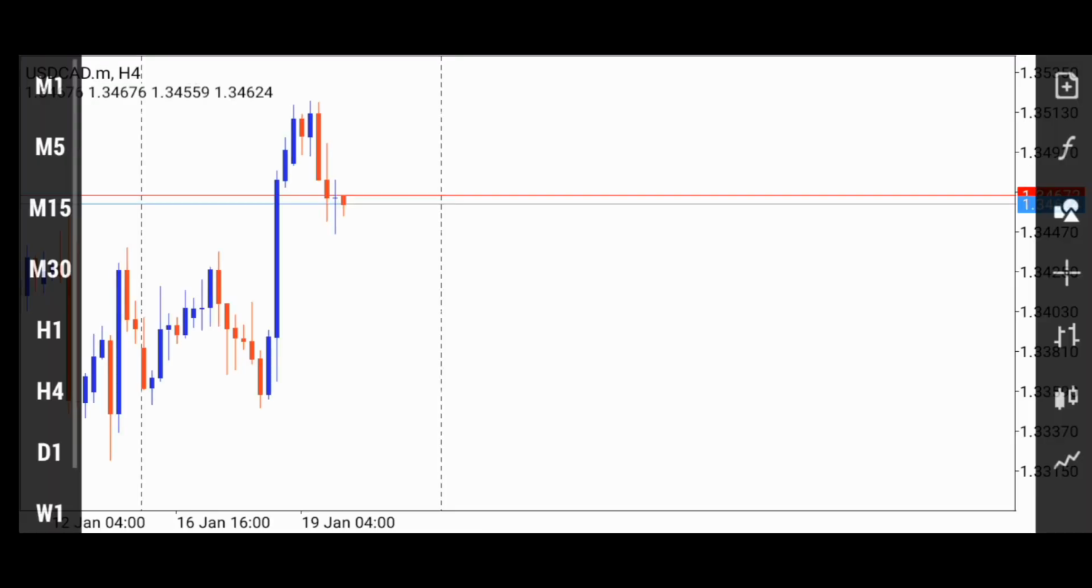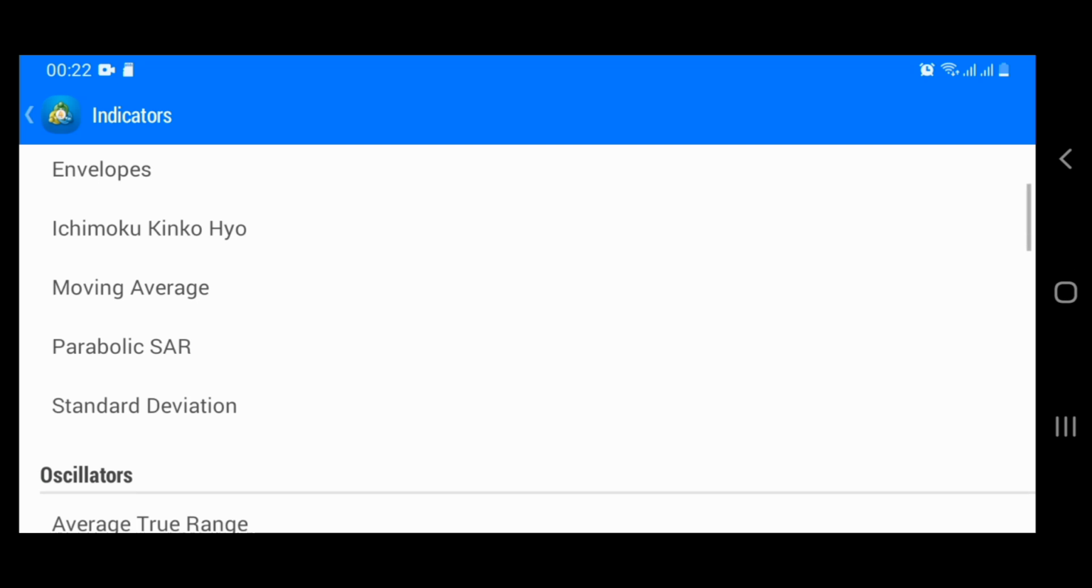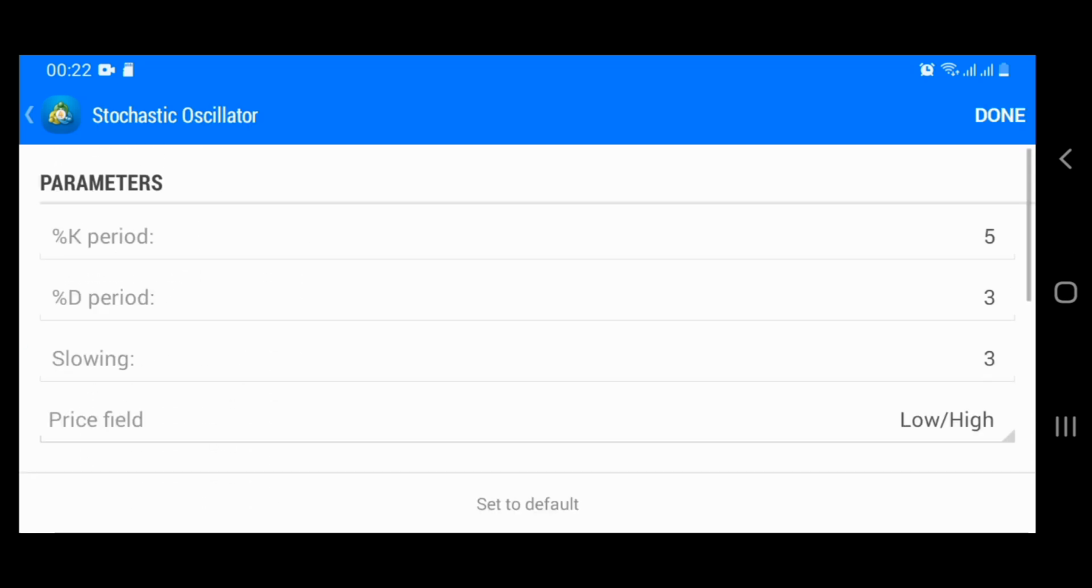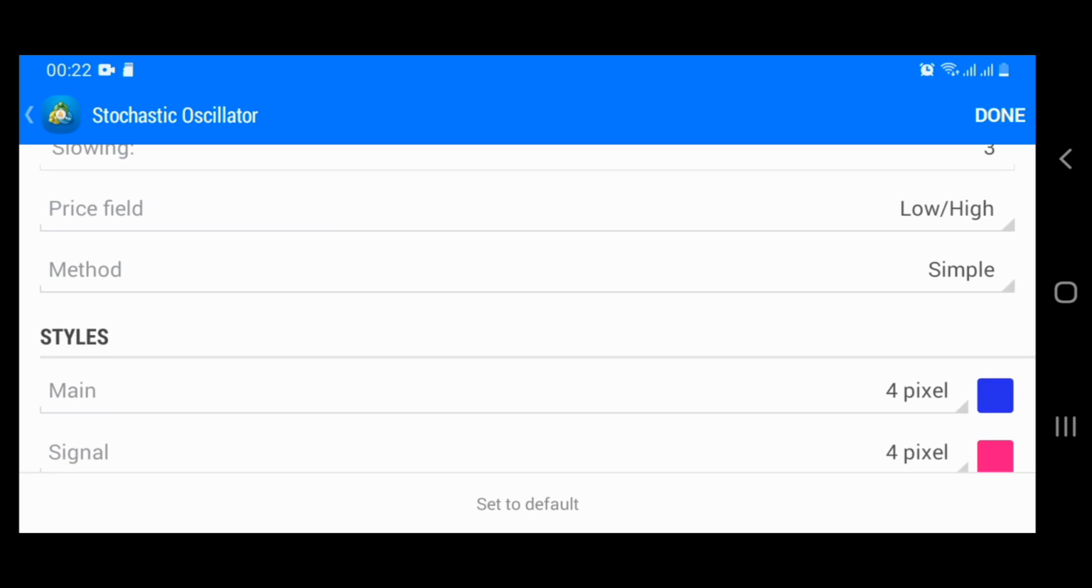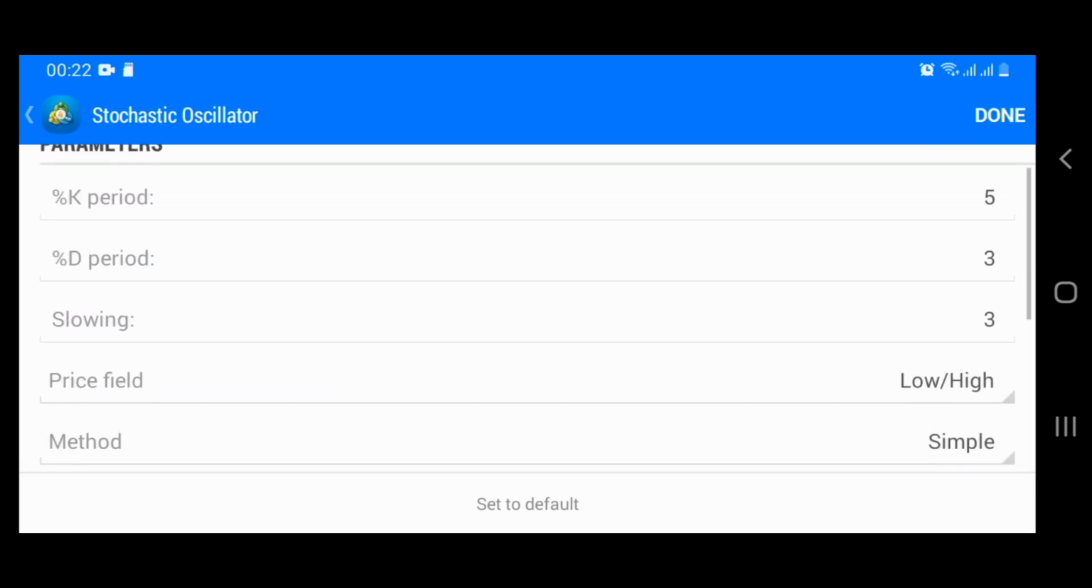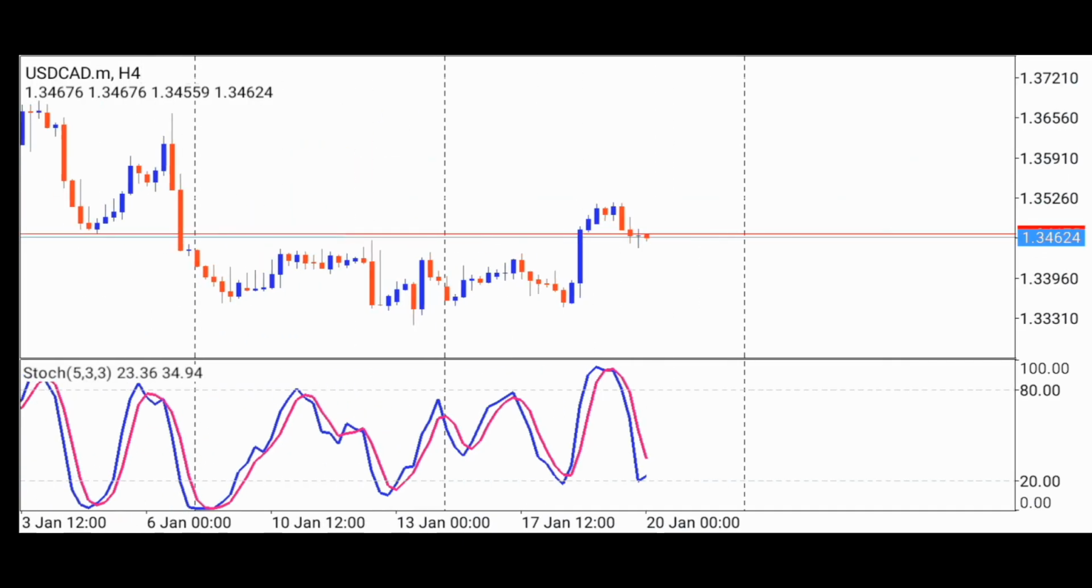Oh, you're gonna click the icon that shows like an F. Okay. And then you're gonna go down to where it's written stochastic oscillator. And then yeah, you can choose any color, but you use the default settings, and then boom, there it goes.